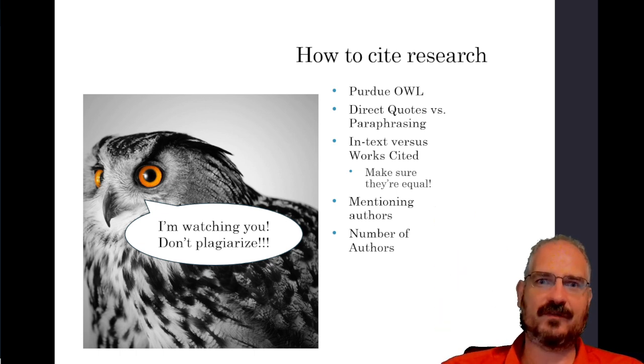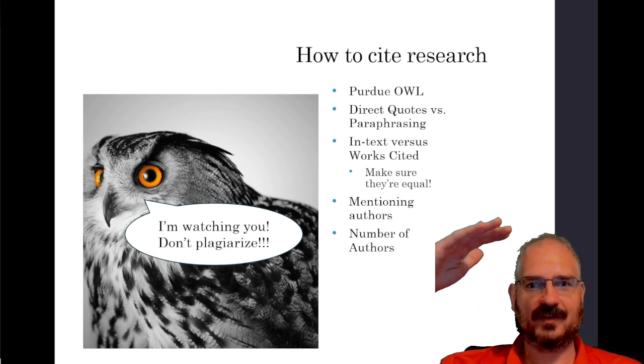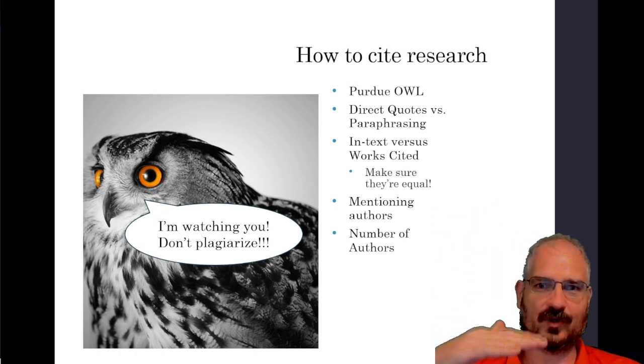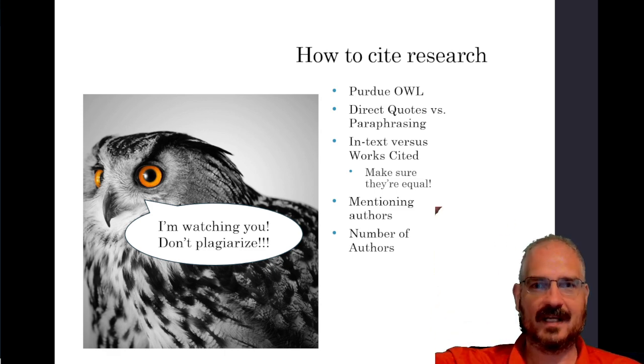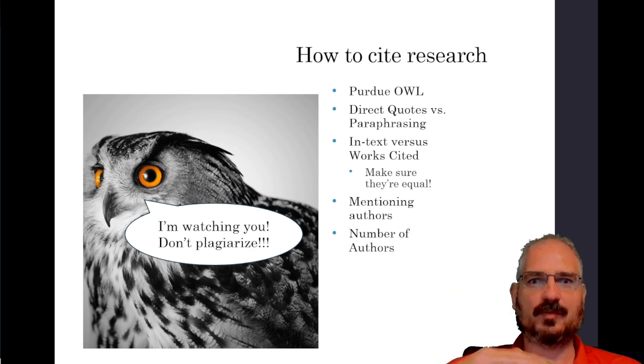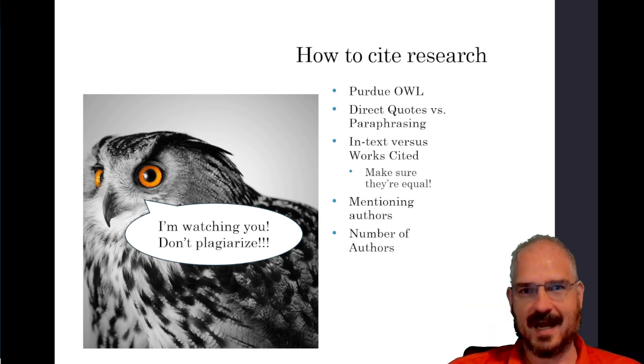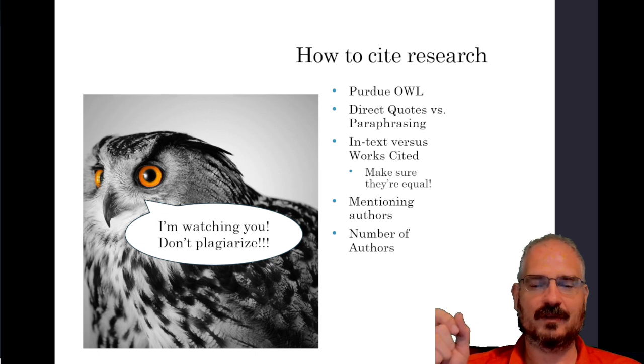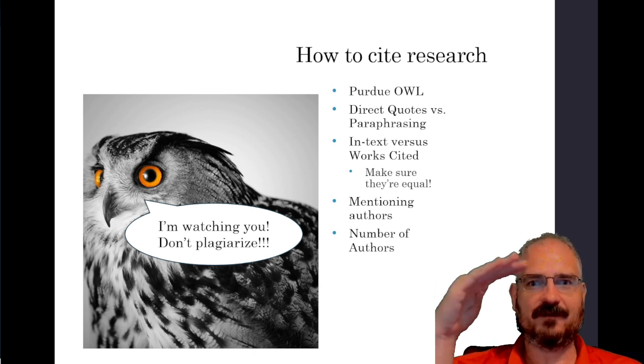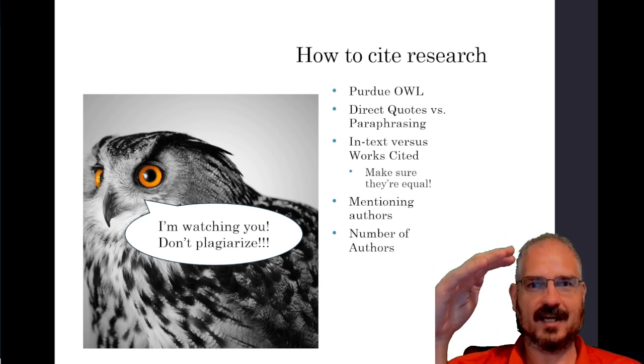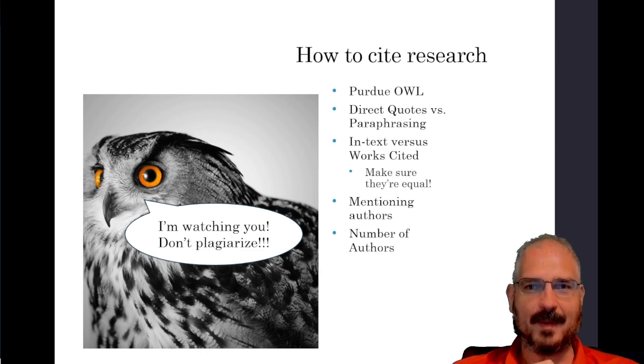Then at the end of the paper, there's a big long list in alphabetical order of all the sources that you had for the in-text citations with much more information about each one. So while the in-text citation might only have the name of the author and the year it was published, the entry for that in-text citation on the works cited page at the end of the paper is going to have a whole bunch more information, right?